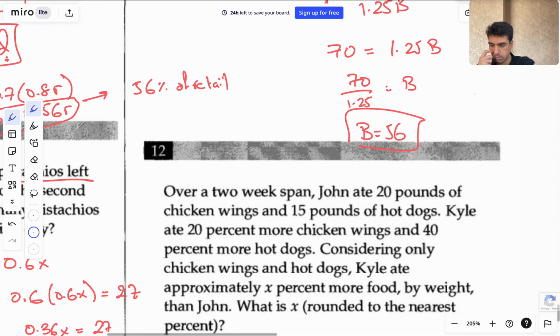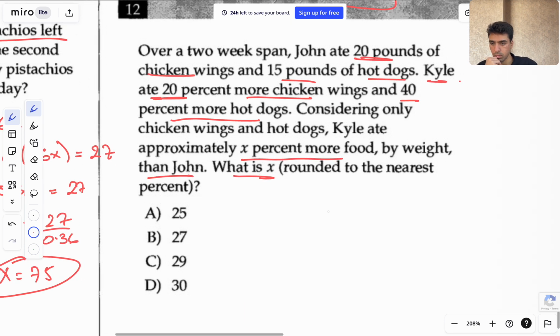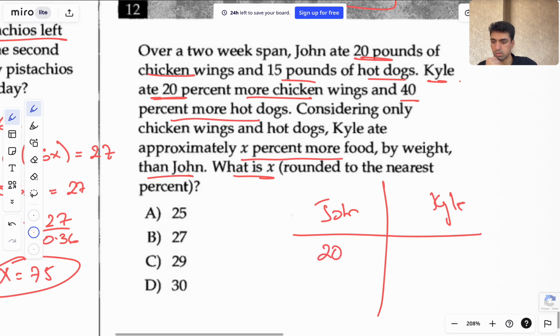Right, next. Over a 2-week span, John ate 20 pounds of chicken wings and 15 pounds of hot dogs. Kyle ate 20% more chicken wings and 40% more hot dogs. So considering only chicken wings and hot dogs, Kyle ate approximately X% more food by weight than John. What is X? So we have John and we have Kyle. It says John ate 20 pounds of chicken wings, that's chicken, and that is hot dogs. And 15 pounds of hot dogs.